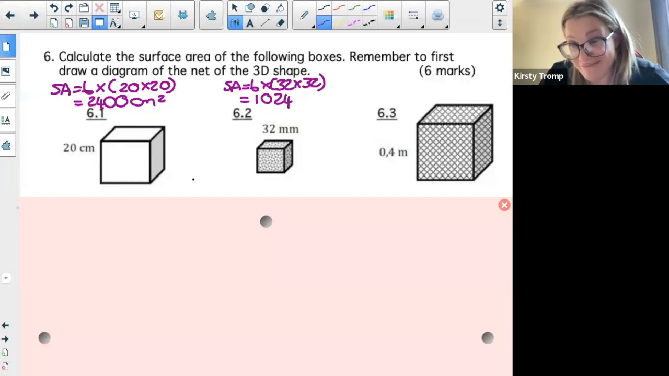1,024 millimeters squared. Thank you. Don't forget the millimeters squared at the end, otherwise you'll lose some marks.